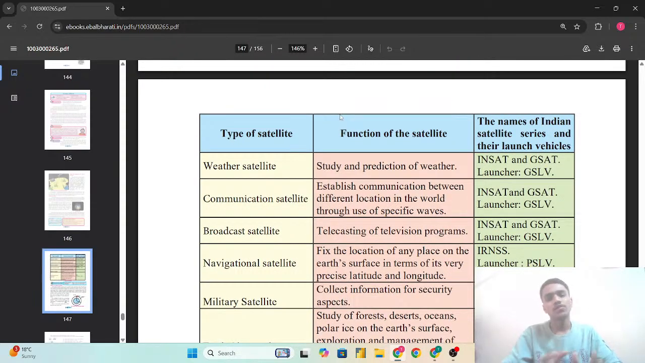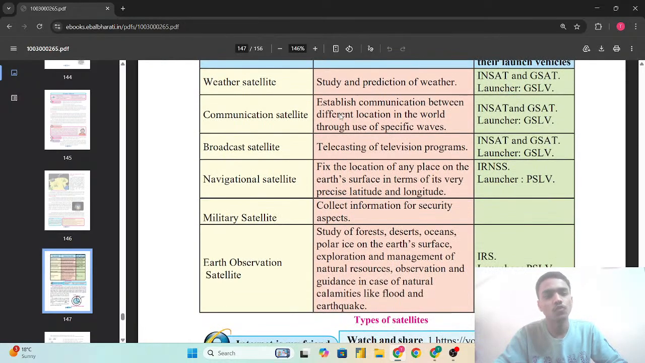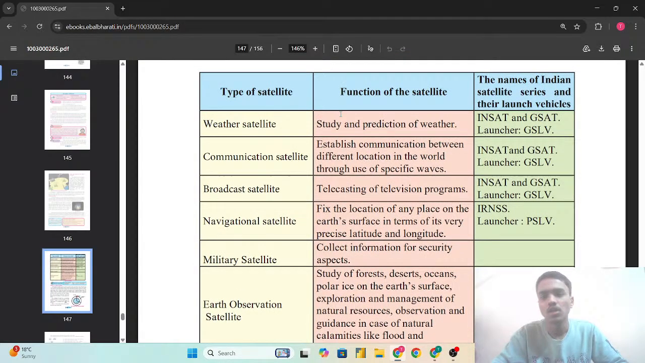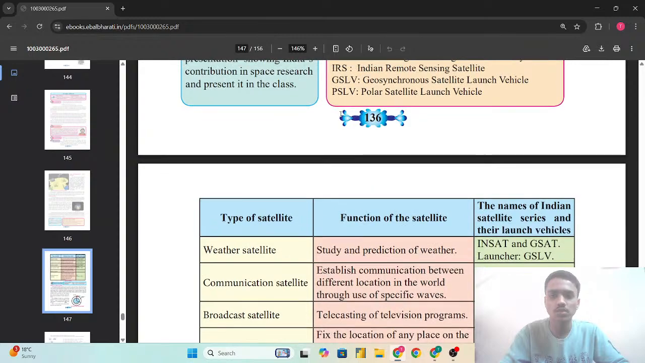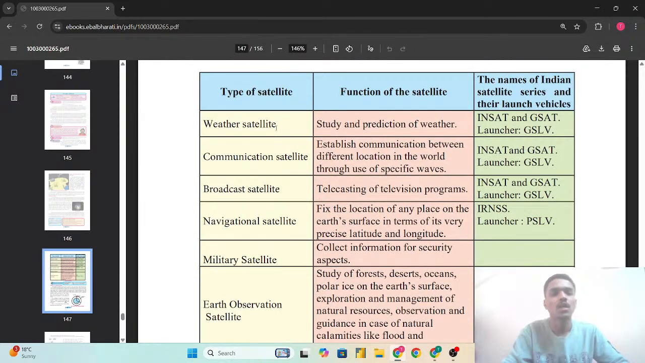So there are various different types of satellites which we can see in this chart. So type of the satellite, function of the satellite, the names of the Indian satellite series and their launch vehicles are given here. So the first one is the weather satellite, for study and prediction of the weather. The series for this are INSAT and GSAT, and the launcher used is the GSLV, the Geosynchronous Satellite Launch Vehicle.